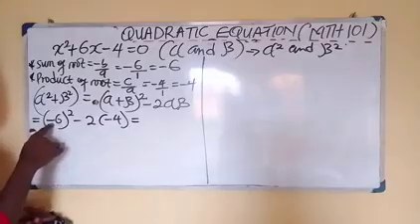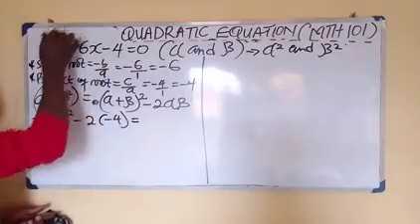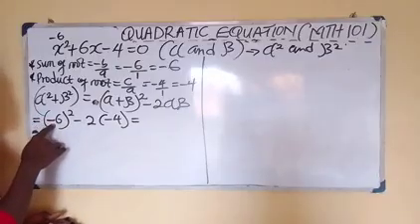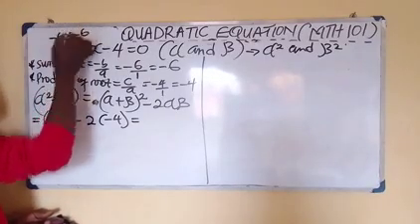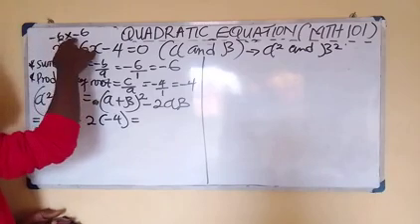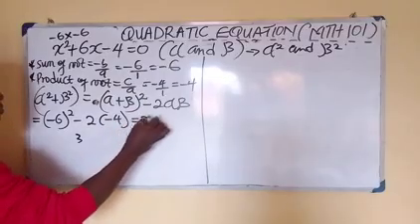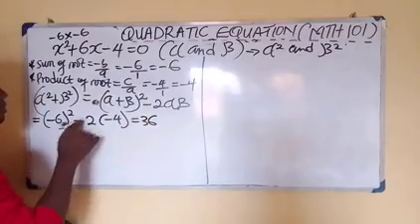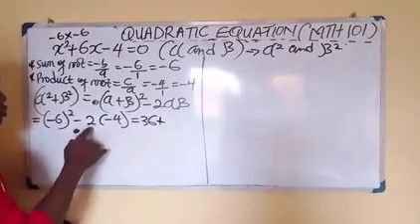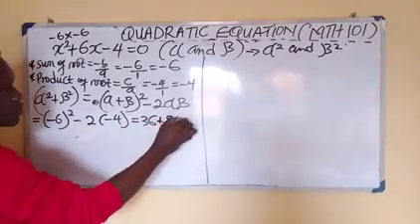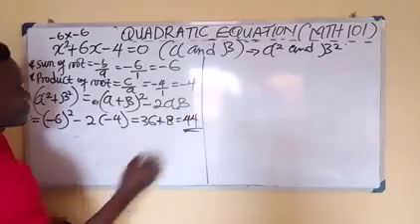What do I do next? So this is like saying minus 6. It is not 2 times minus 6. It is minus 6 times minus 6. Minus times minus is plus, right? So 6 times 6, I have what? 36. Minus times minus, plus. 2 times 4, I have what? 8. This will give me 44.